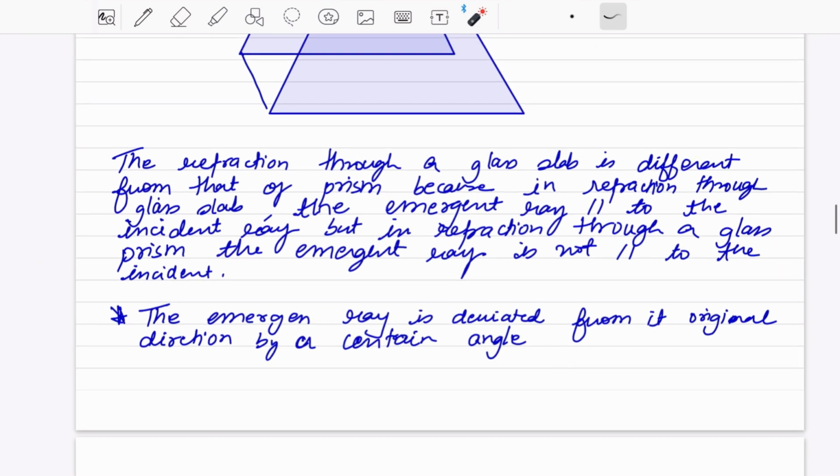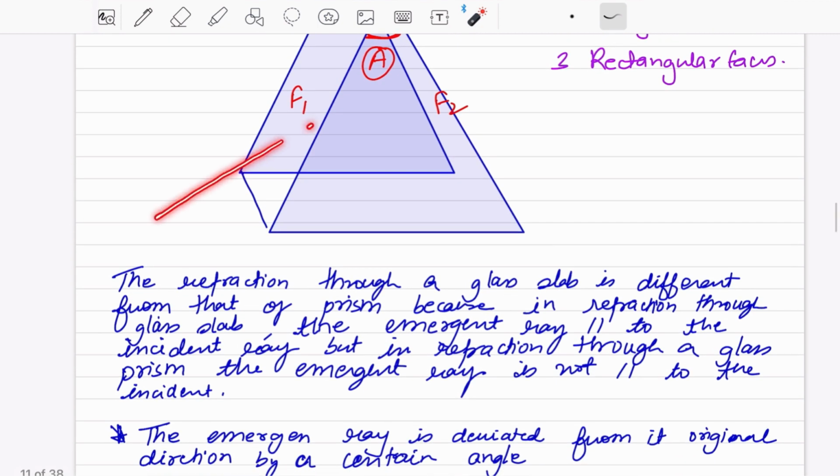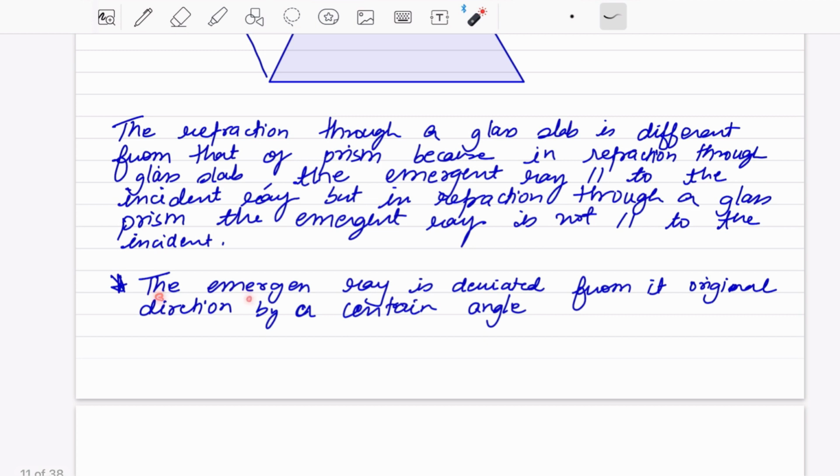So what they are saying here is that the refraction through a glass slab is different from that of the prism. Why? Because in refraction through the glass slab, the emergent ray is parallel to the incident ray, right? There is no angular deviation. But in refraction through a glass prism, the emergent ray is not parallel to the incident ray. अगर इंसिडेंट रे का पाथ फॉर सपोज ऐसा होगा तो यहाँ पर हमको इमर्जेंट रे इस तरीके से दिखाई देगी. It is not parallel. Okay, it is going in some different direction. So the emergent ray is deviated from its original direction.